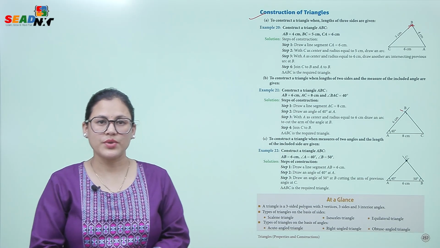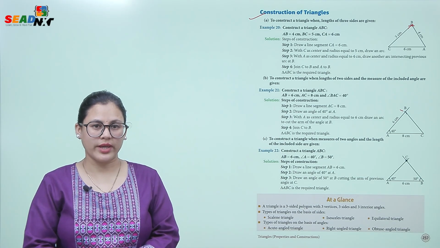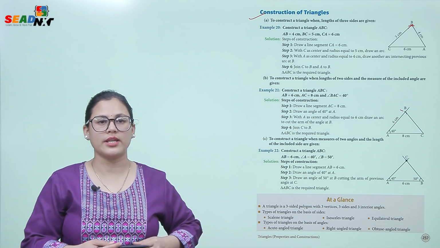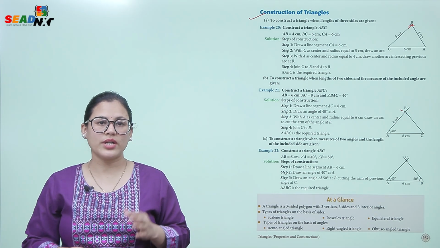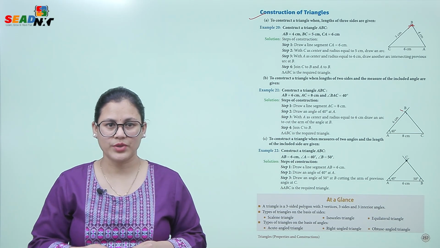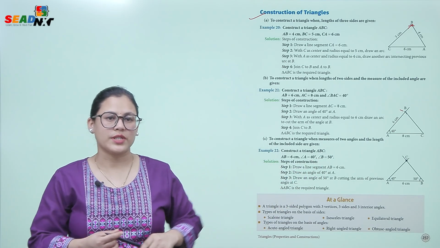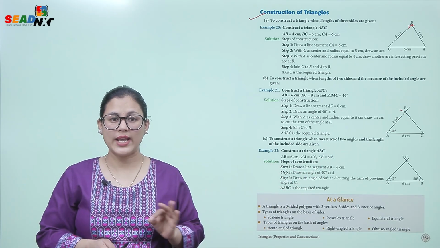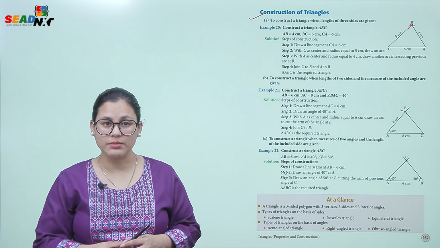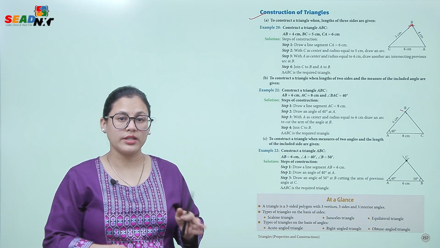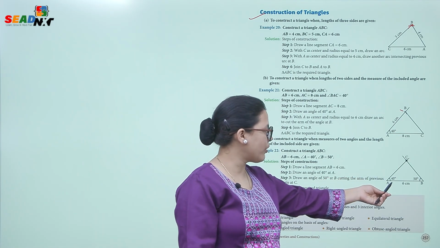C. To construct a triangle when the measures of 2 angles and the length of the included side are given. Example, construct a triangle ABC. So here only one side is given and 2 angles are given. So steps of construction. Step 1, draw a line segment AB equal to 6 centimeter. Then draw an angle of 40 degree at A. Here you will draw an angle of 40 degree.